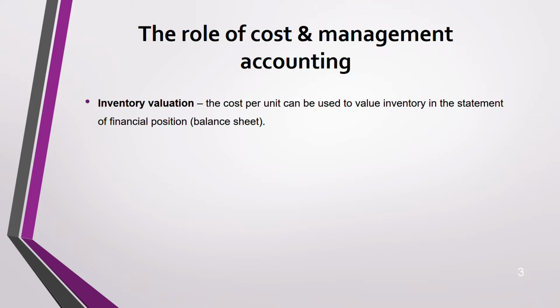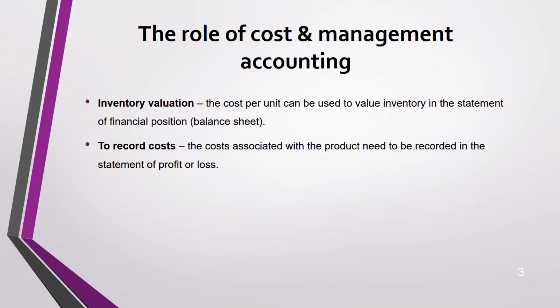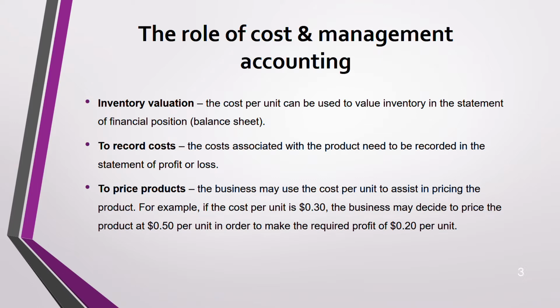So first is inventory valuation. We need to know the cost to value our inventory, right? Second, record cost. If you don't know about the cost, how can you record cost in your statement of profit and loss? Third, to price the product, we need cost and management accounting. If you know the cost, you add a margin and then you make a profit. Let's say your cost is 0.3. The price you decided is 0.5. Obviously, it will be above the cost and your profit is 0.2.